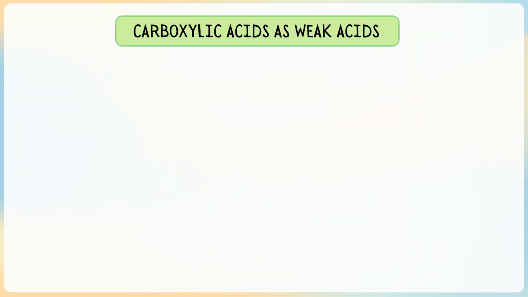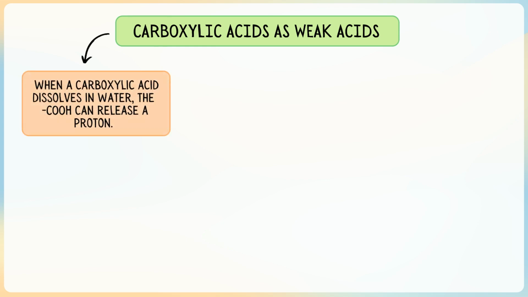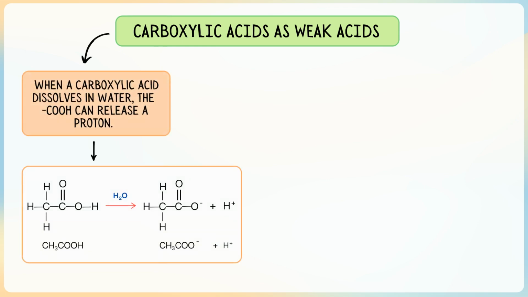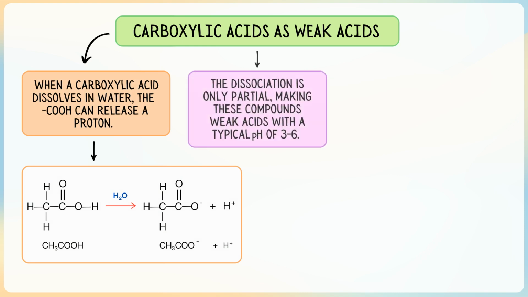In today's lesson, we explored the acidic nature of carboxylic acids. We learned that when a carboxylic acid dissolves in water, the COOH can release a proton. We highlighted that the dissociation is only partial, making these compounds weak acids with a typical pH of 3 to 6.